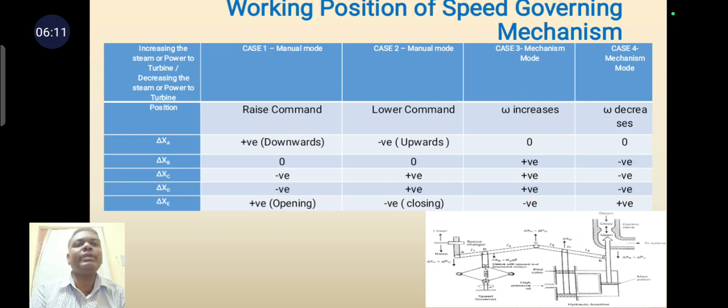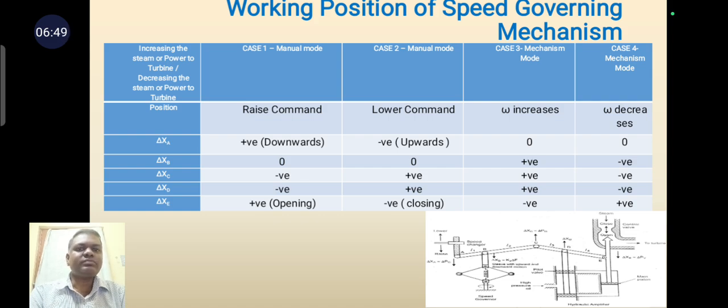Here the next operation mode is the automatic mode. In that mode, based upon omega, that means speed, normally we know that Ns equals 120 f divided by P. In that case, if omega increases, that means speed increases. If the speed increases or decreases, how will the automatic mode operate? Now for case 3, the position of A is 0, because here we are not going to change the speed changer, so xa is 0.